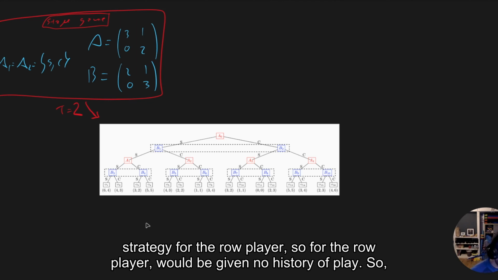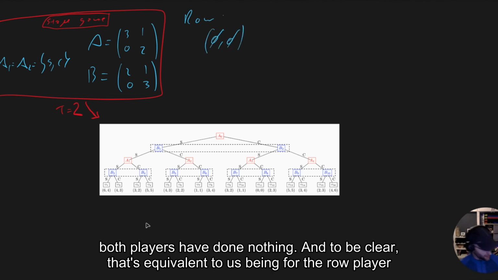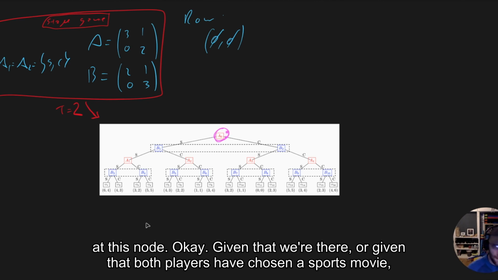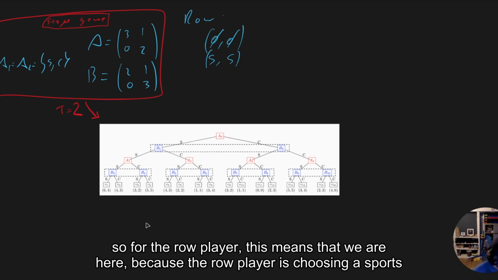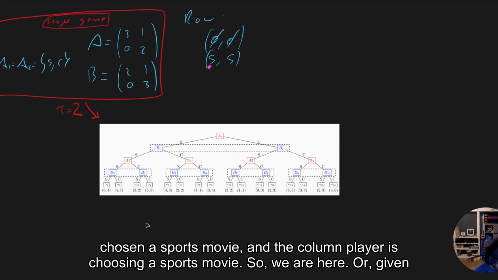So the first strategy for the row player would be given no history of play, so both players have done nothing. And to be clear, that's equivalent to us being, for the row player, at this node. Okay. Given that we're there, or given that both players have chosen a sports movie, so for the row player, this means that we are here because the row player has chosen a sports movie, and the column player has chosen a sports movie. So we are here.